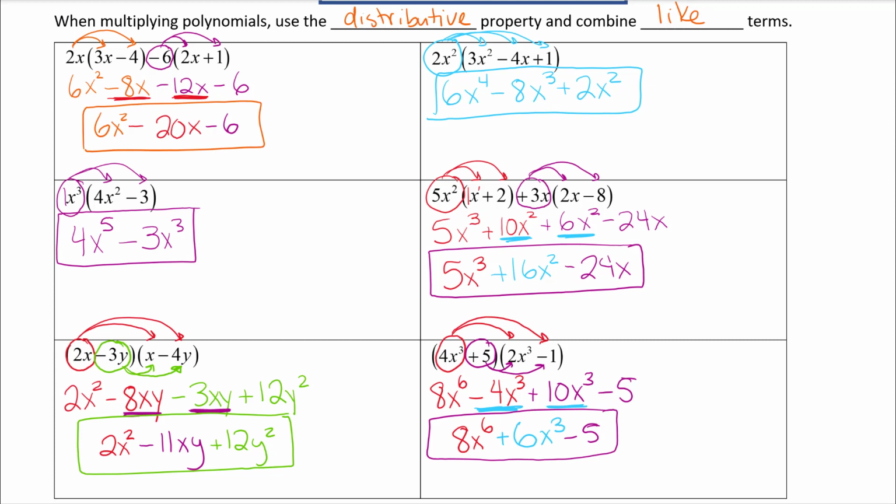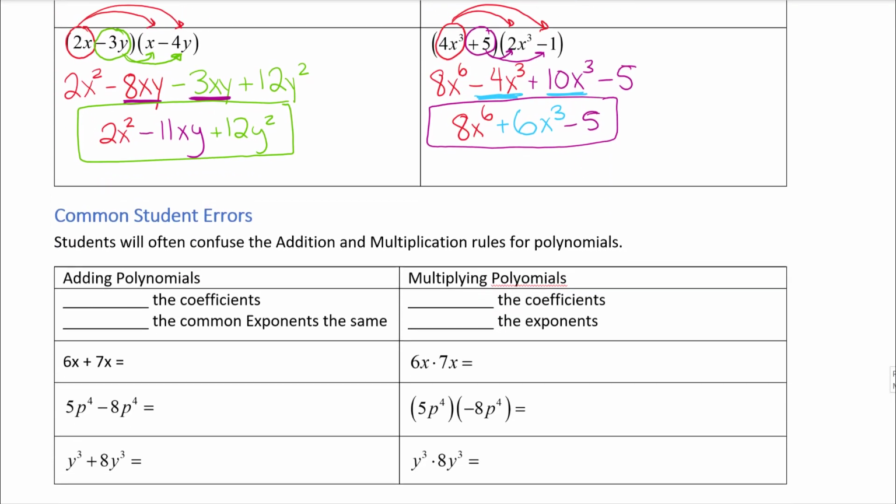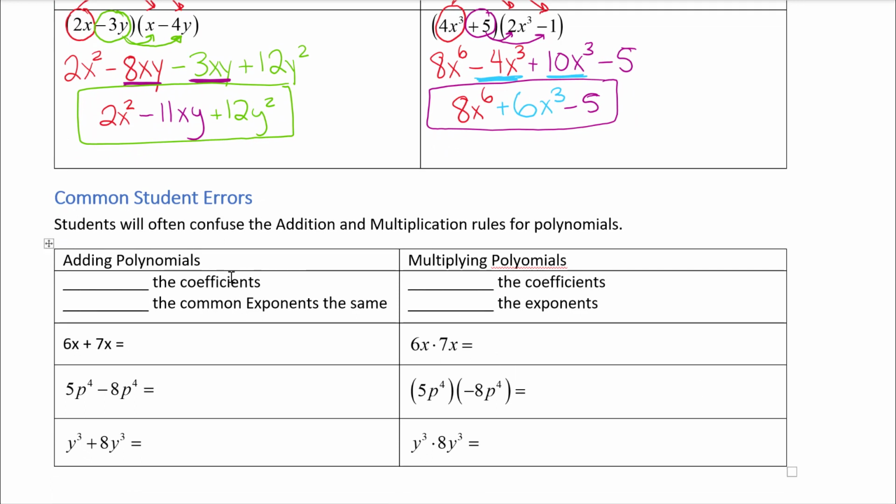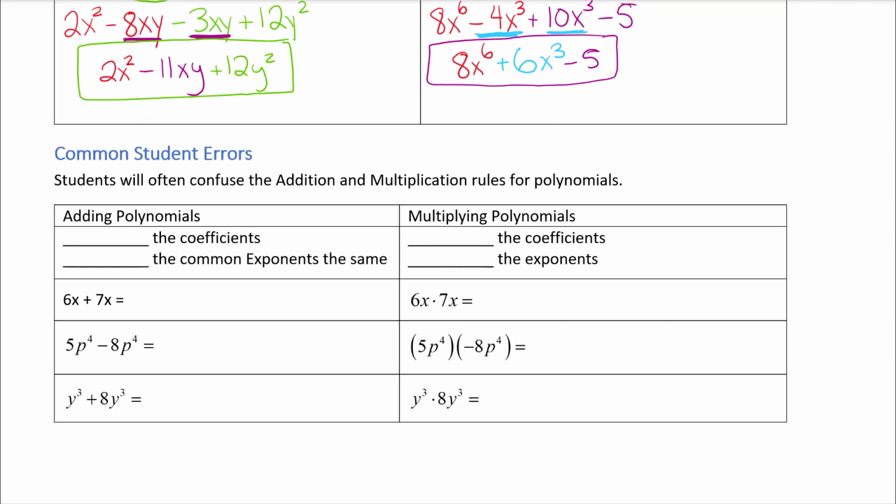Now we talked about adding polynomials, and we also talked about multiplying polynomials, in which we did some combining like terms as well. But sometimes people confuse the additive and multiplicative rules for polynomials. So I want to go over some common student errors so that you don't make those. For adding polynomials, the steps are add the coefficients and keep the common exponents the same. Whereas the rules for multiplying polynomials say multiply the coefficients and add the exponents.